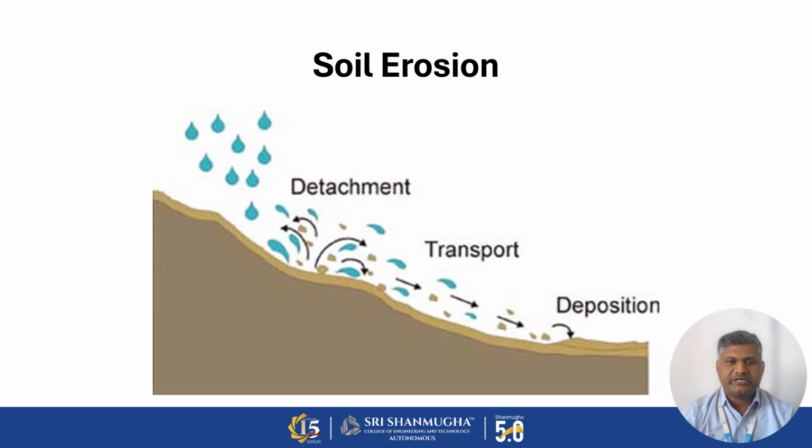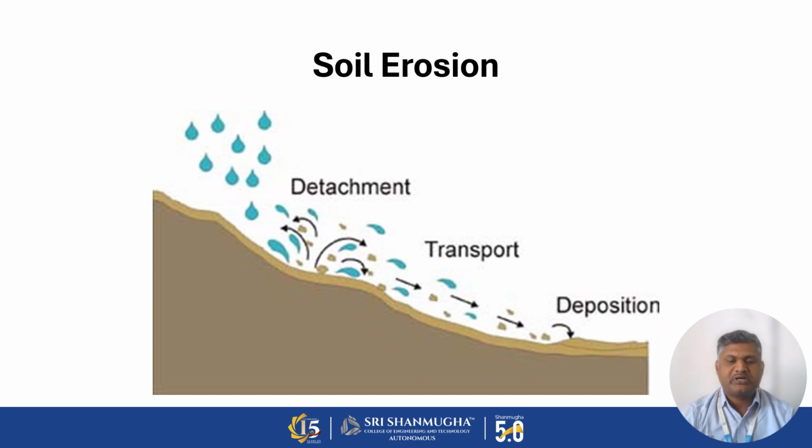So the first one is detachment. What does detachment mean? The soil particles are formed by the weathering of rocks. The soil particles are bound together with two or more particles, and the particles will be detached by external causes like wind or water, so that the particles will be separated. This process is known as detachment of the soil particle.